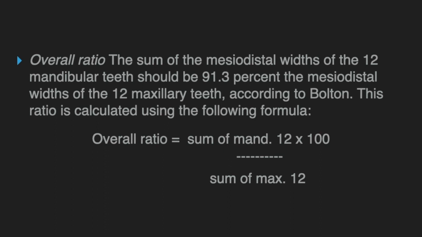The sum of the mesiodistal widths of the 12 mandibular teeth should be 91.3% of the mesiodistal widths of the 12 maxillary teeth, according to Bolton. This ratio is calculated using the formula: overall ratio is equal to sum of mandibular 12 upon sum of maxillary 12 into 100.